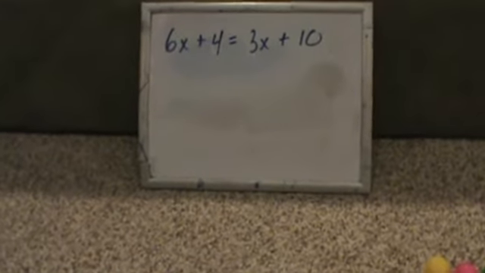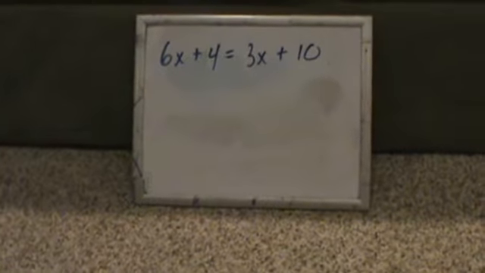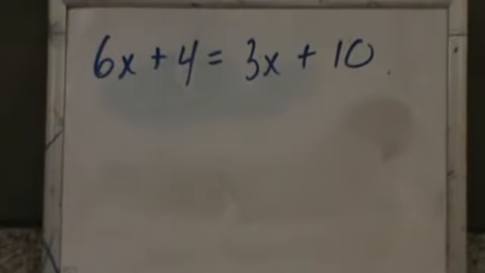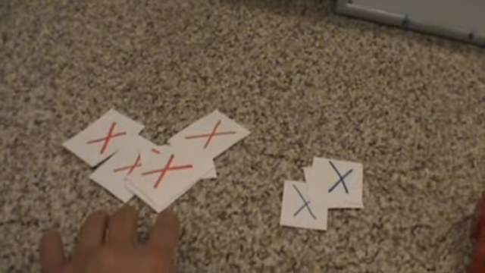So we're going to begin by trying to solve the equation that you see right there on the board. It says 6x plus 4 equals 3x plus 10. So we're going to use our cards, which you could still create if you have some from last week, if you want to try and follow along yourself. Some cards that I put X on.